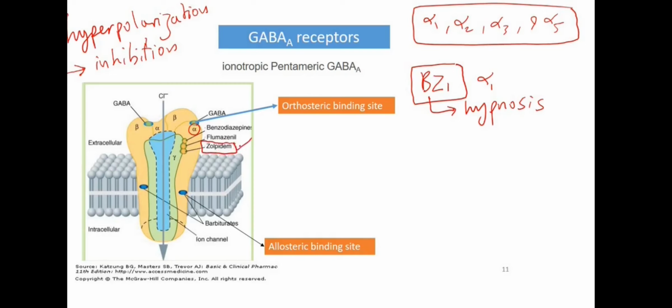Zolpidem. This drug, zolpidem, is a benzodiazepine 1 agonist. Once it binds to its own receptor on the alpha 1 subunit, it will result in hypnosis. Okay, yeah, this is the first type.